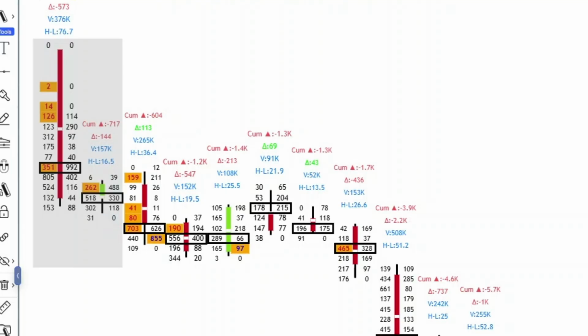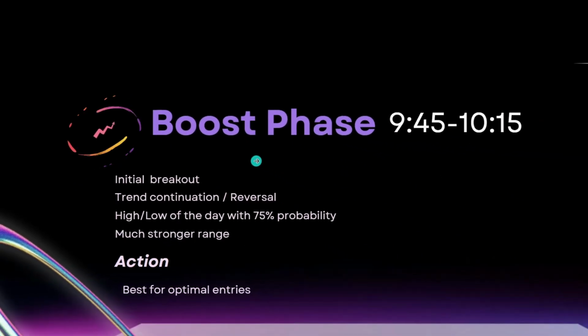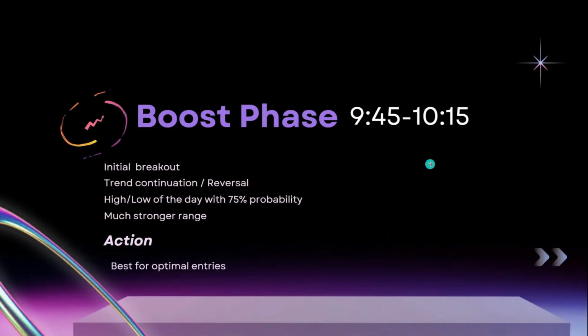And in the next 15 minutes, what happened? We have a small green candle with a delta which is negative. So in this first 30 minutes, it gives you a direction. This is the high for this day, and a breakout has happened later that we'll discuss in the next coming slide. And the next phase, we have the boost phase, which happens generally around 9:45 to 10:15.